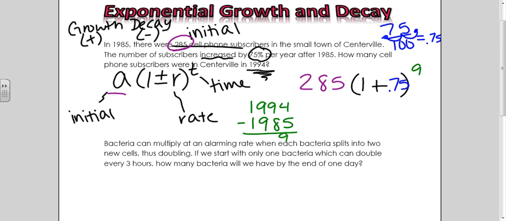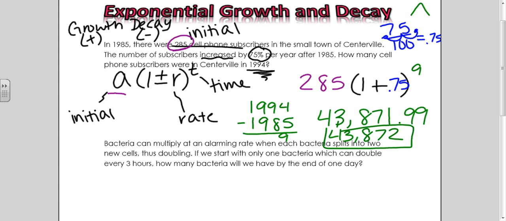Then we can put all this in our calculator. Remember, when you're raising to an exponent in your calculator, you hit the caret key, which looks like this. And our final answer will be 43,871.99. Or you can round it up and get 43,872. So that's exponential growth for the first one. If it said the number of subscribers decreased by 75%, you would do the same exact problem. The only difference is this would now be a negative instead of positive.